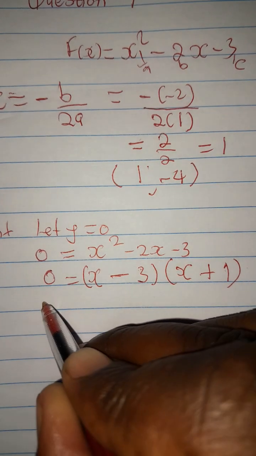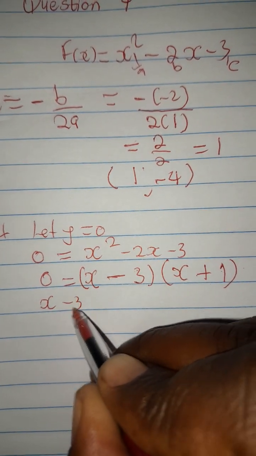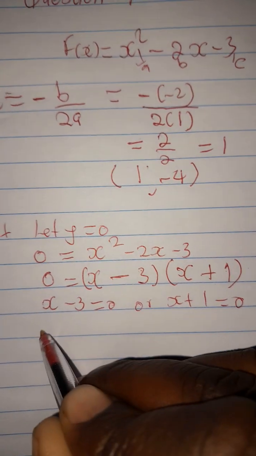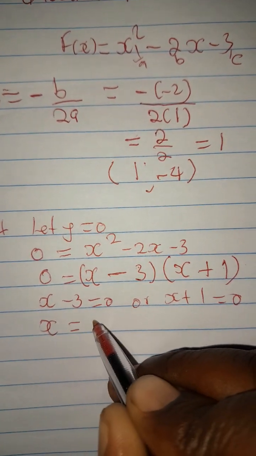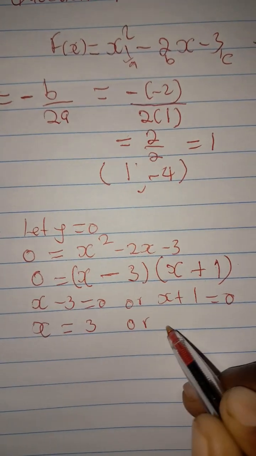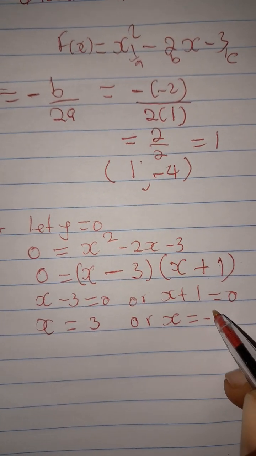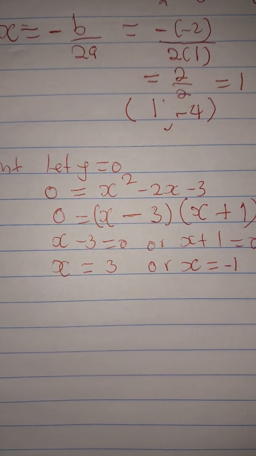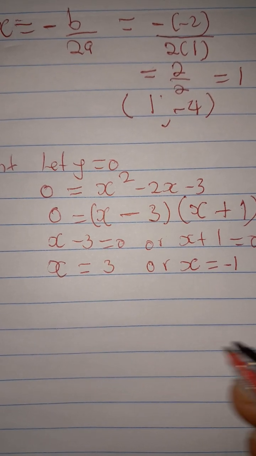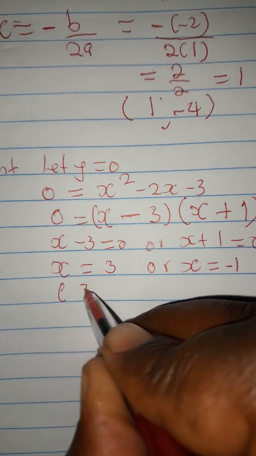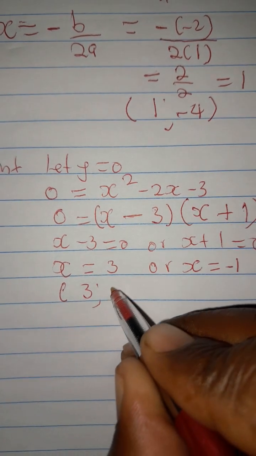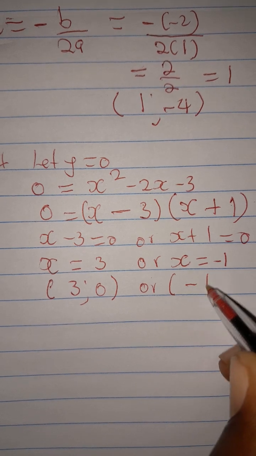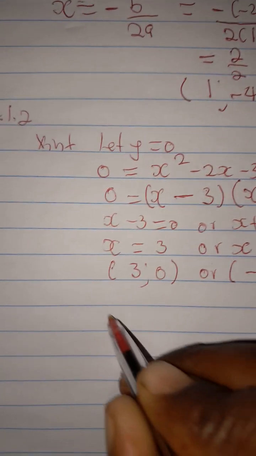When we equate, we now equate everything to 0. x minus 3 equals 0, and x plus 1 equals 0. Taking negative 3 to the other side, we get positive 3. Taking 1 to the other side, we get negative 1. Remember they wanted us to determine the coordinates of x and y. So here the coordinates will be (3; 0), as we've stated, or similarly at this point, we are going to have (-1; 0).